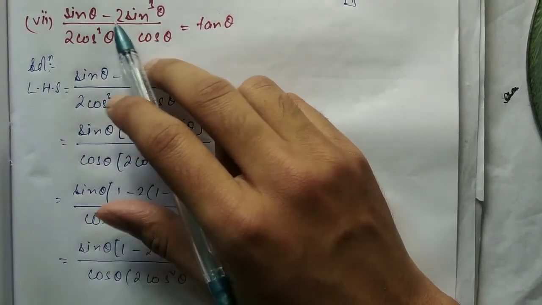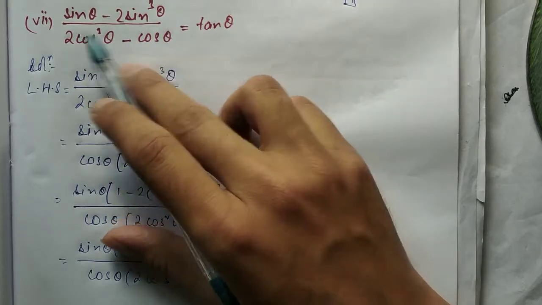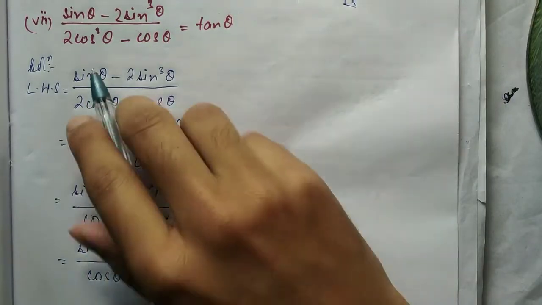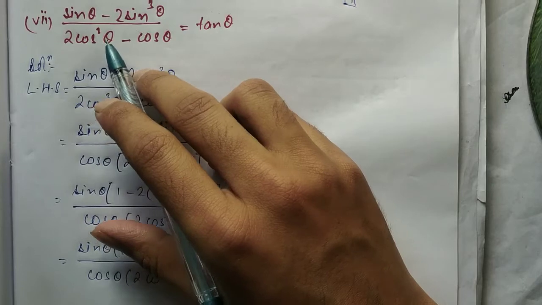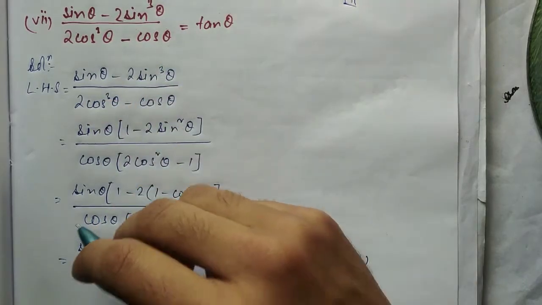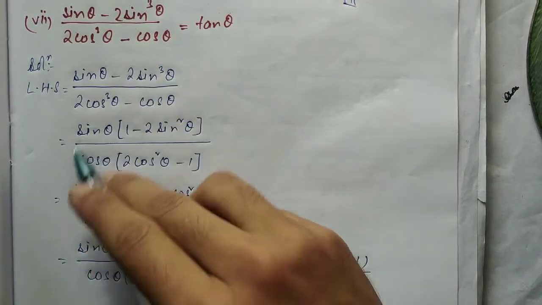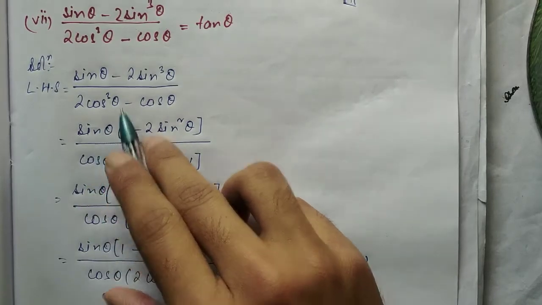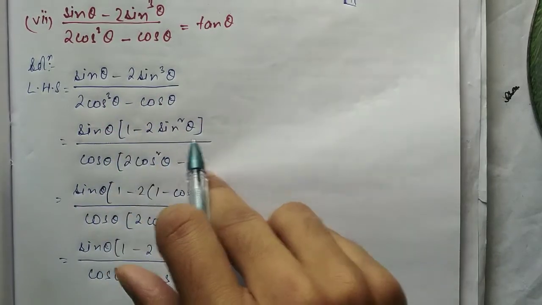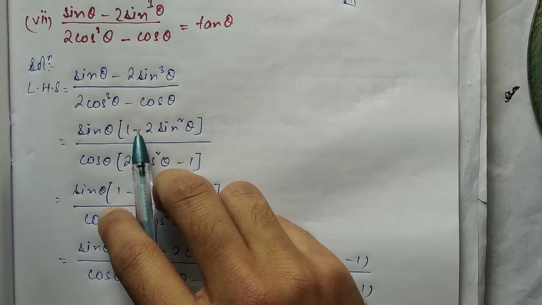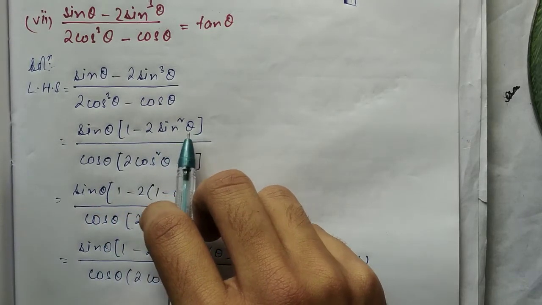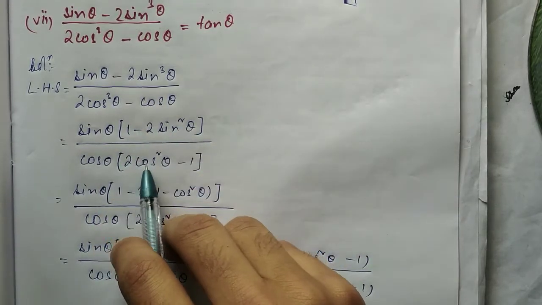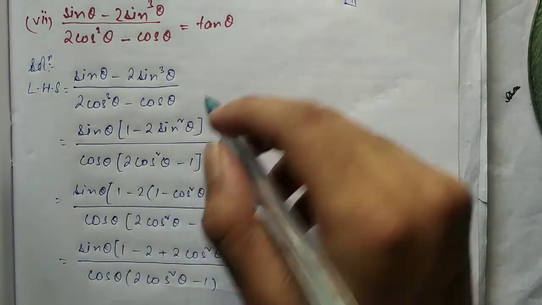We have to show that (sin theta minus 2 sin cube theta) divided by (2 cos cube theta minus cos theta) is equal to tan theta. We take the left hand side, and we take sin theta common from the numerator and cos theta common from the denominator. So we remain with 1 minus 2 sin square theta in the numerator and 2 cos square theta minus 1 in the denominator.